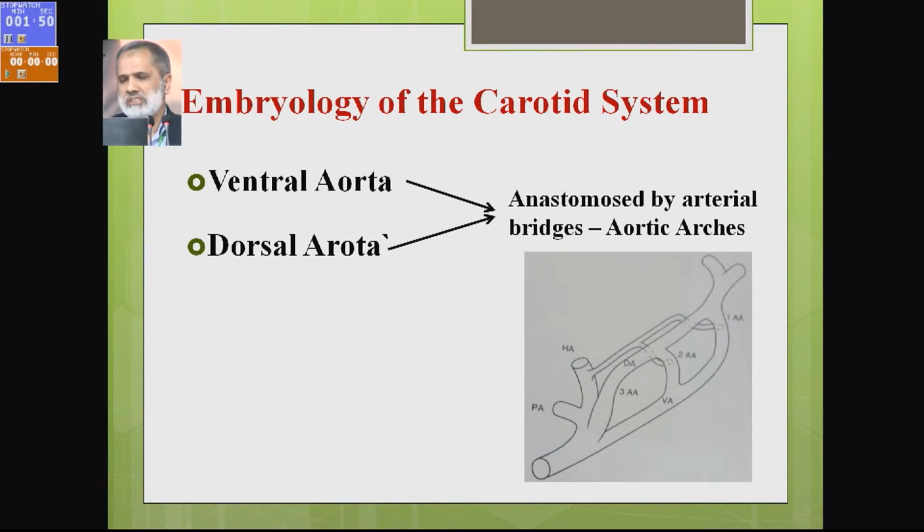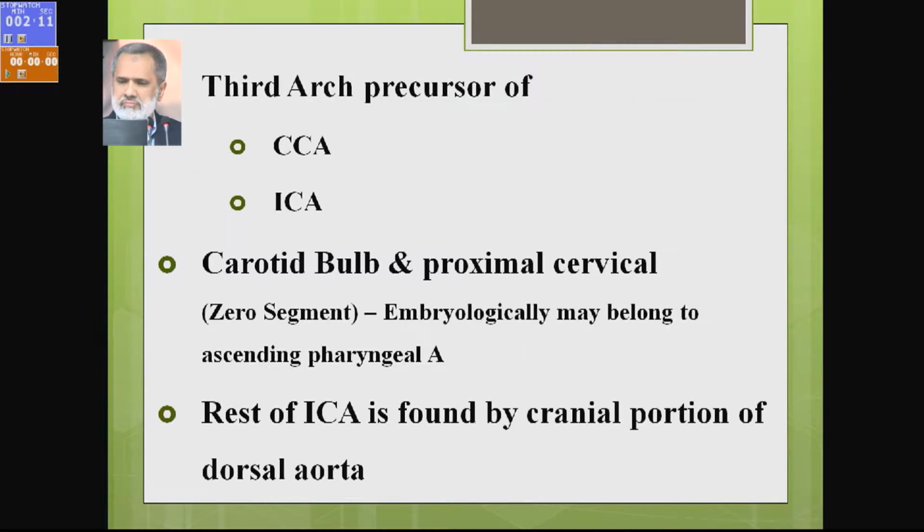Embryology of the carotid system. These two words should be in your mind: ventral aorta and dorsal aorta, and they are anastomosed with the aortic arch. Usually there are three aortic arches. You could see on the picture, first, second, and third. And the dorsal aorta is very important for us, which develops into the internal carotid artery. There are just a few points, but these are very few points which will be important when you play with the carotids and with the brain.